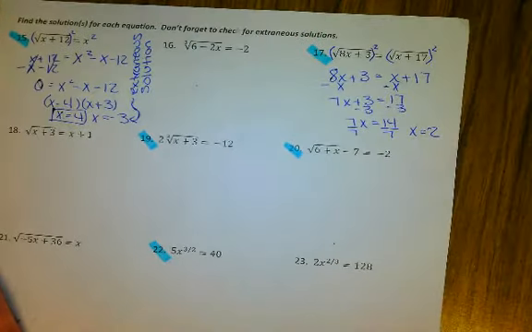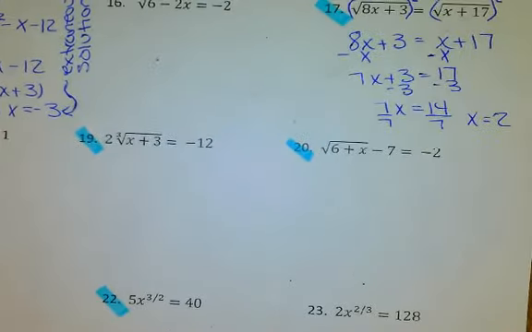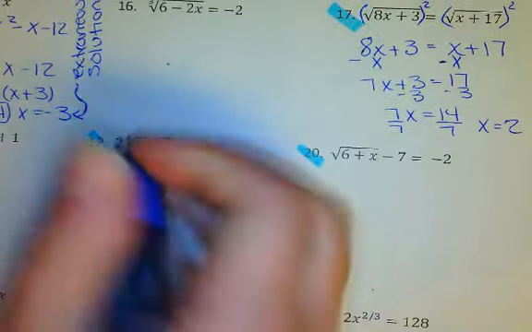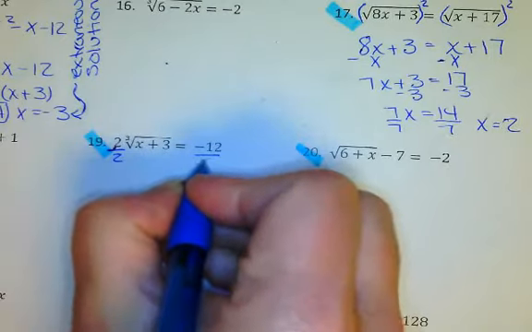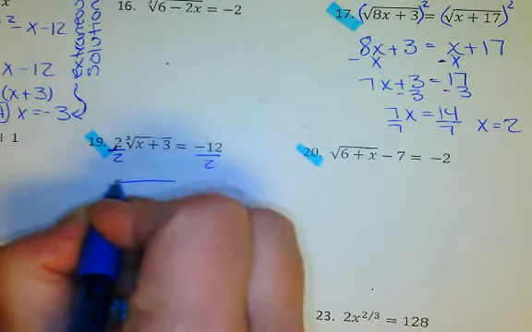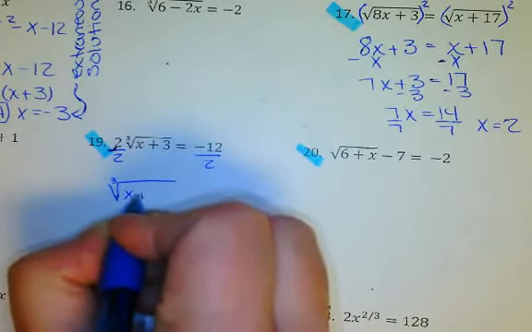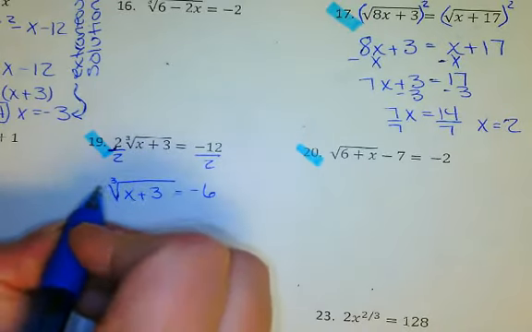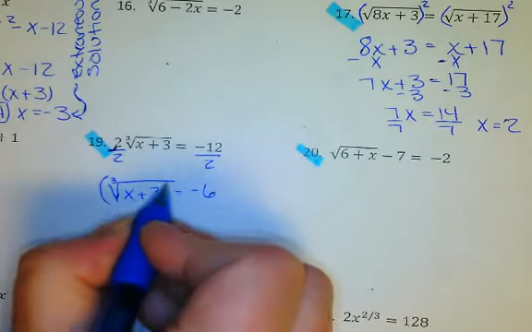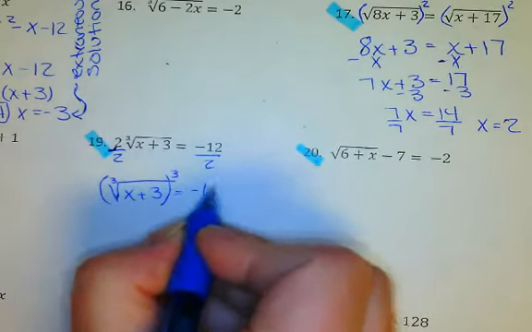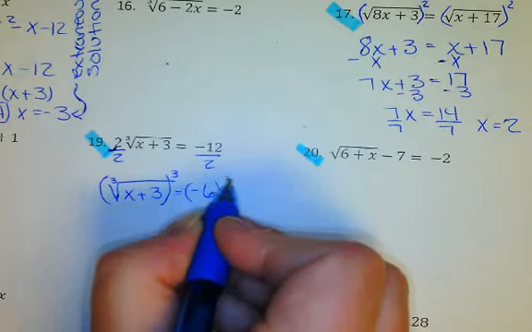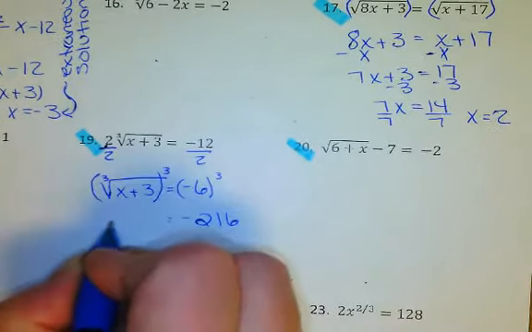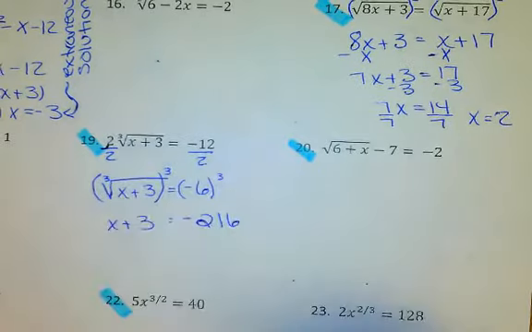Okay. All right, let's look at number 19. Okay, so on number 19, you have one extra step you have to do here. So this 2 is being multiplied by that, so I've got to divide by it. So that gives me x plus 3 equals negative 6. Now, I also have this cube root here. So in order to get rid of a cube root, I cube it, and whatever I do on one side, I do the other. So this gives me negative 216 equals x plus 3.